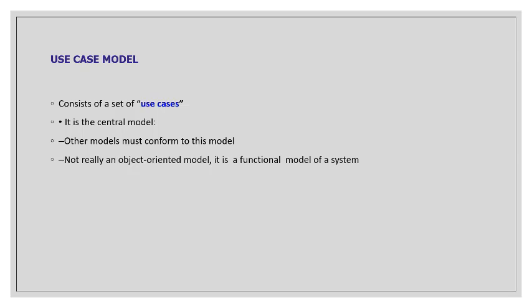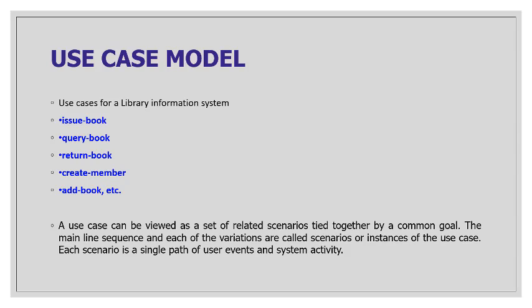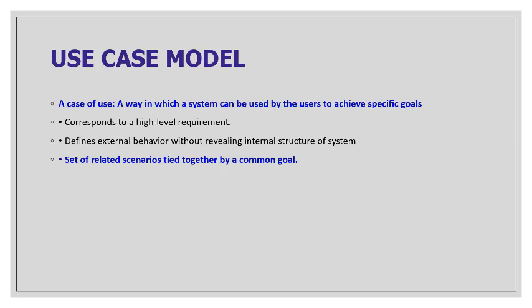A simple way to find the use cases of a system is to ask what all the different categories of users can do by using the system. That means, what are the different categories of users who are using the system. When you can divide these different categories, then you can easily draw the use case model. For example, in a library information system, the use cases could be issue book, query book, return book, create member, add book, etc. Roughly, we can say that use cases correspond to high-level functional requirements.